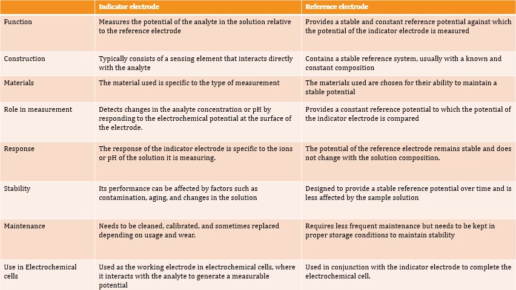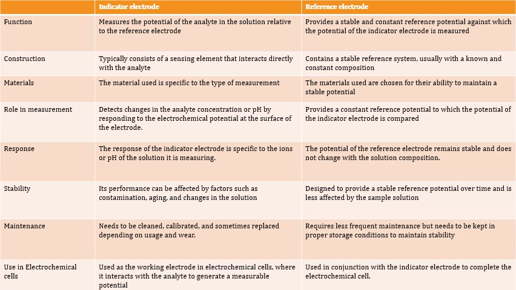The construction. The indicator electrode typically consists of a sensing element that interacts directly with the analyte. For instance, a glass electrode has a glass membrane that is sensitive to hydrogen ions. Remember I said in the class. While an ion selective electrode contains a membrane selective to a particular ion.